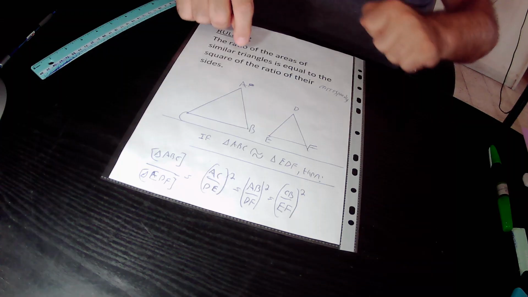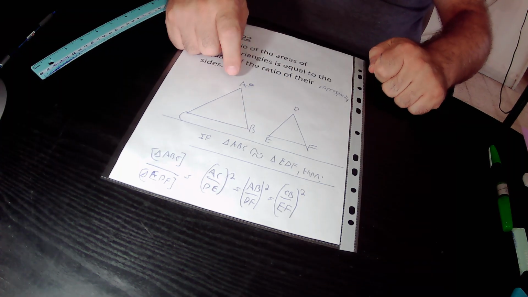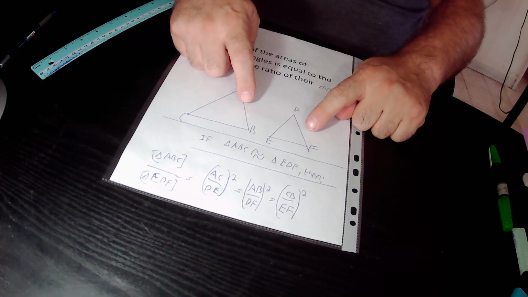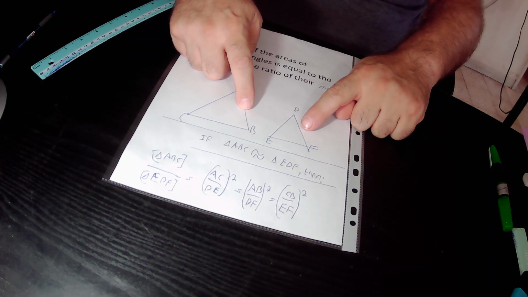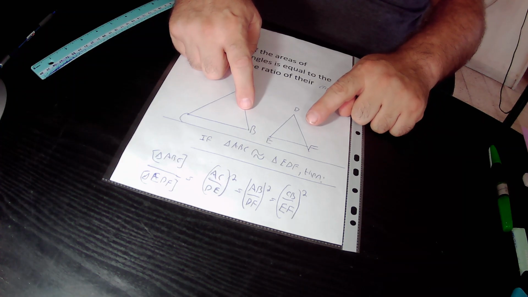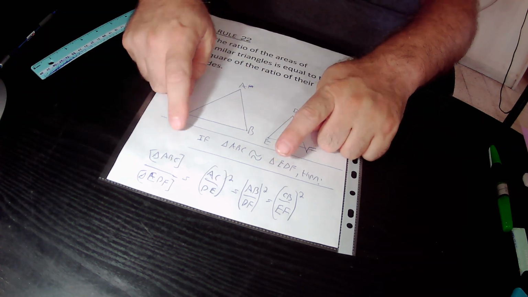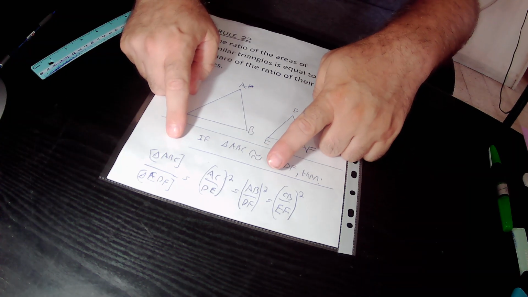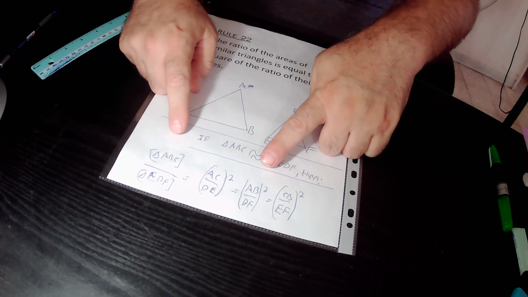Likewise, side AB is the corresponding side of side DF, and the square of the ratio of those two corresponding sides is of course AB over DF squared. So the ratio between the areas of those two similar triangles, that is the area of triangle ABC over the area of triangle EDF, is equal to the square of the ratio of their corresponding sides, that is AB over DF squared.